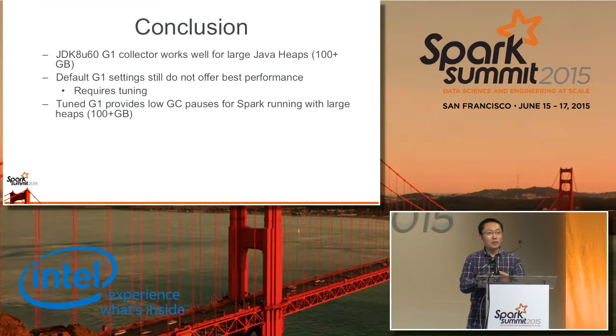All right, so conclusion-wise, we're using JDK8's update 60. I think it's available at least for the early release on the Oracle JDK site. It looks like the G1 collector works pretty well for large heaps, at least 100 gigabytes. The default GC parameters still don't do very well on this because they have misconfigurations that don't suit this large heap and Spark's aggressive memory allocation. So it requires a little bit of tuning. And if you tune it a little bit, it will have low GCs and low GC pauses and very good throughput after all.